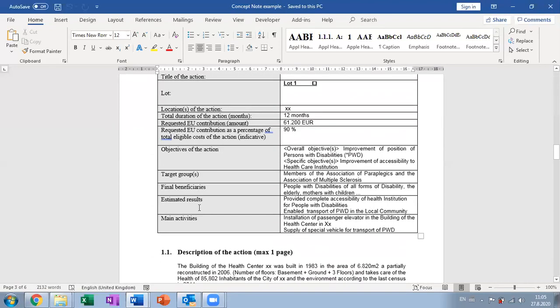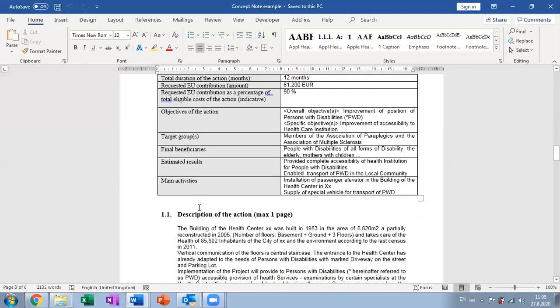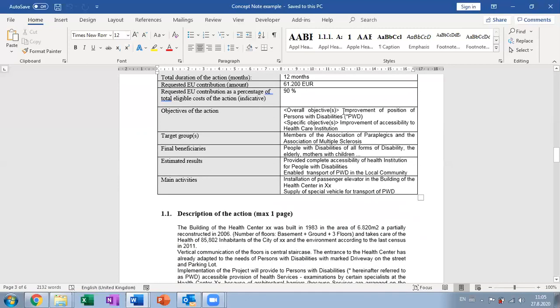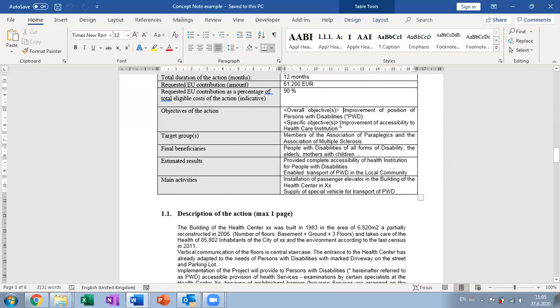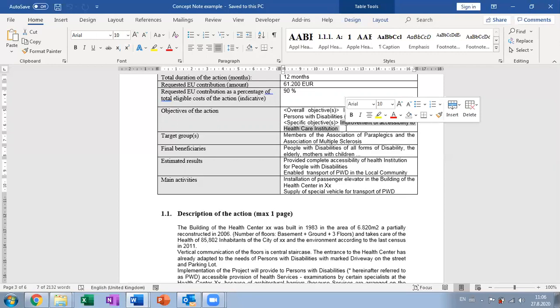Then also something really simple, but emphasized a couple of times as well. SMART objectives, specific, measurable. Let's look into the objectives of this particular concept now. Improvement of position of persons with disabilities as an overall objective, and then improvement of accessibility to healthcare institution as a specific objective. It gives you an indication as to what these people want to do, of course. But is this really measurable? What does it mean, accessibility of healthcare institution? Is it going to become fully accessible? Is it going to become partially accessible?